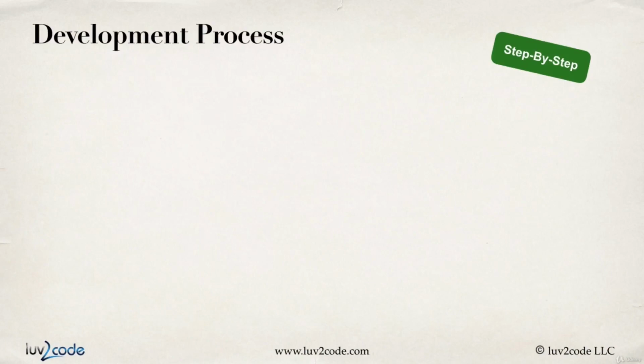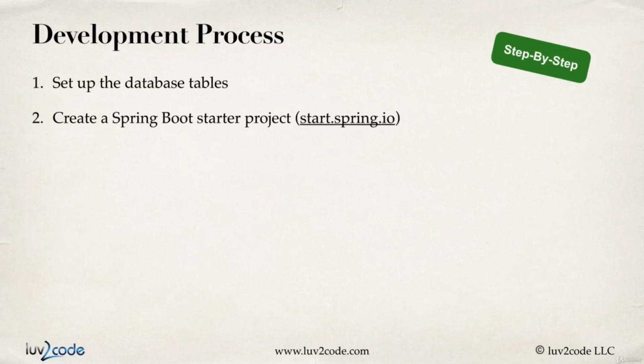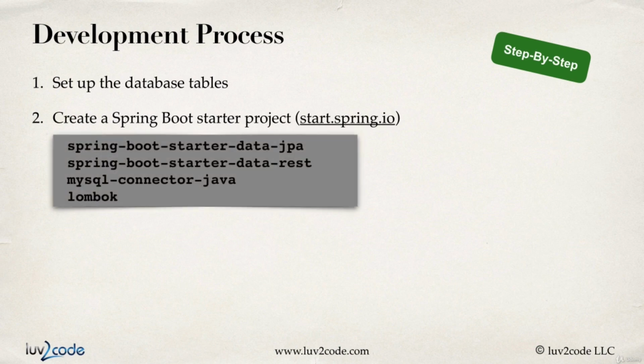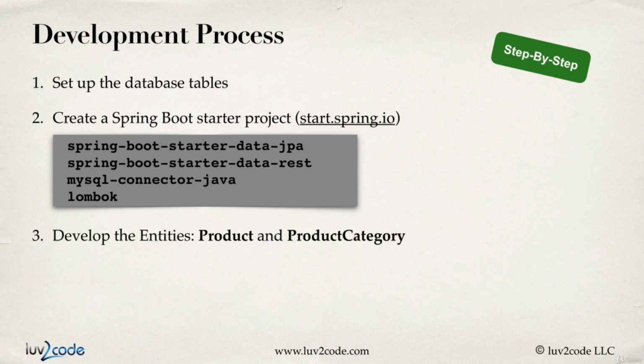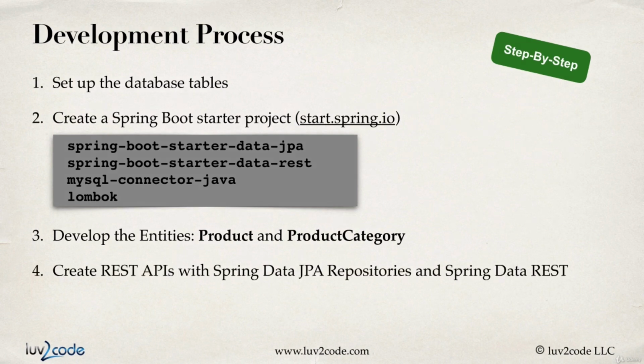So here's our development process. The first thing that we'll do is we'll set up the database tables, and then we'll create the Spring Boot starter project. And with our starter project, we'll add in some dependencies for a Spring Boot starter, data JPA, data REST, the MySQL connector Java, and also Lombok. And then we'll develop the entities for product and product category. And then we'll create the REST APIs with Spring Data JPA repositories and also Spring Data REST.